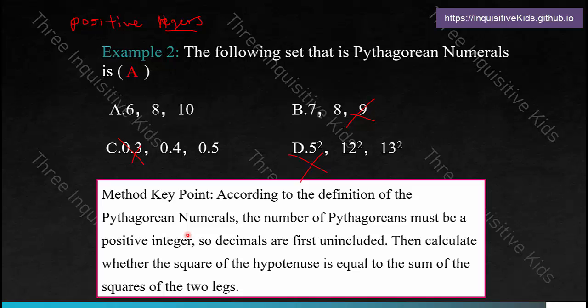So here's the key point right here. According to the definition of Pythagorean numerals, the numbers must be positive integers. So decimals are first excluded. Then calculate whether the square of the hypotenuse is equal to the sum of the squares of the two legs. That's just another way you could check.